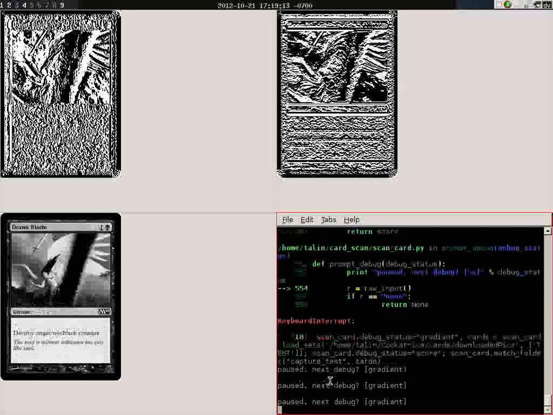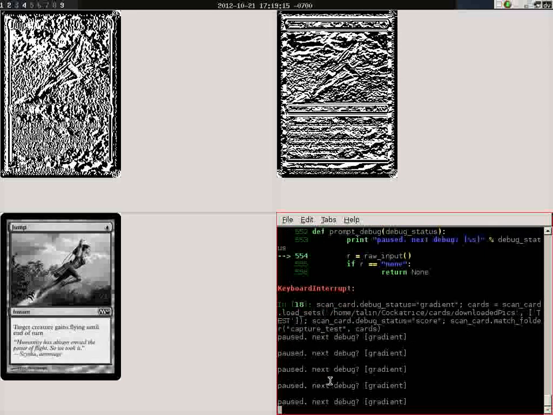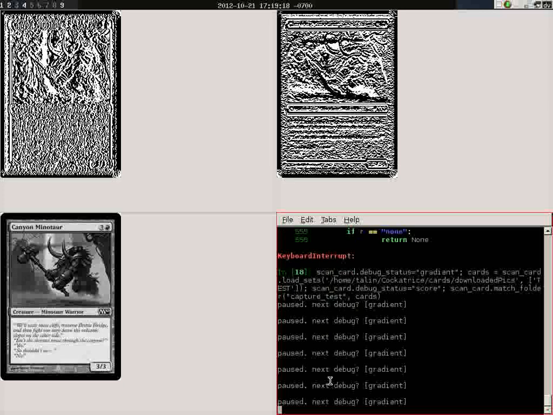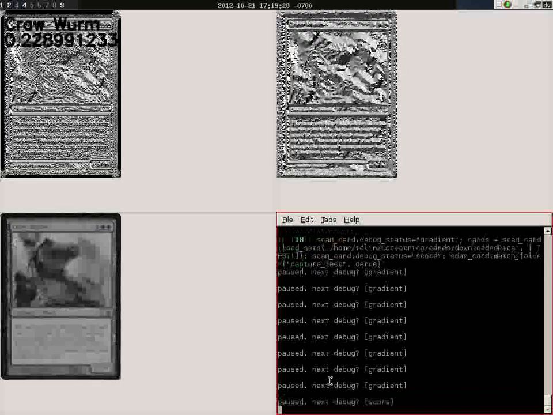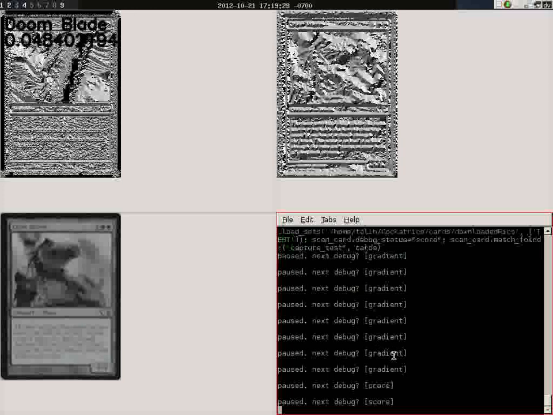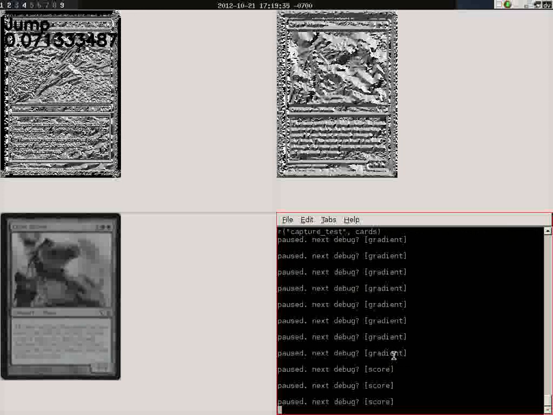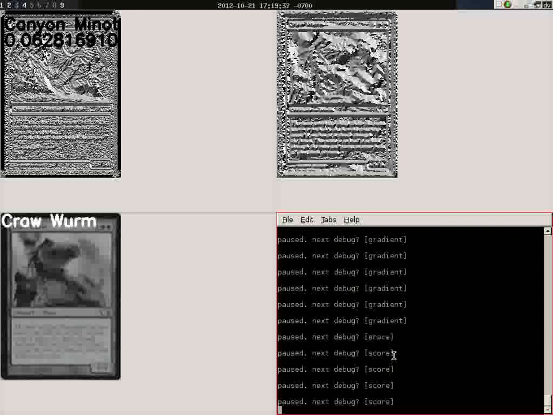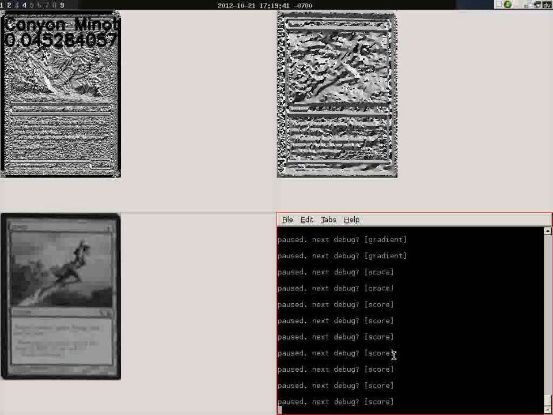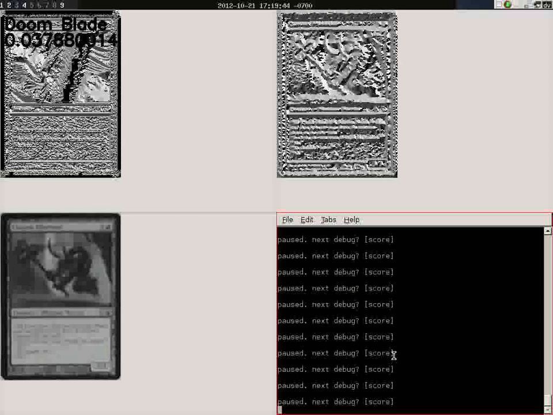Once we calculate the gradient for each canonical image, we can start matching the scanned images. Let's step through that. For each scanned image, we first calculate its gradient, and then we compare it with the gradient of each canonical image. Up here, I print out the correlation coefficient. We pick the canonical image with the highest correlation and name the card that way. So, we name that card correctly, and the next one, and so on.